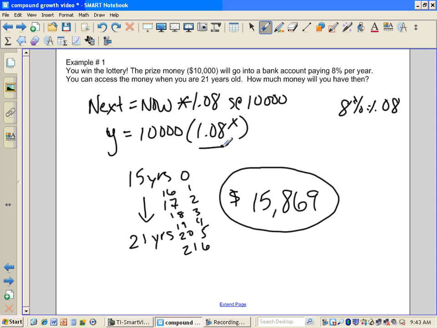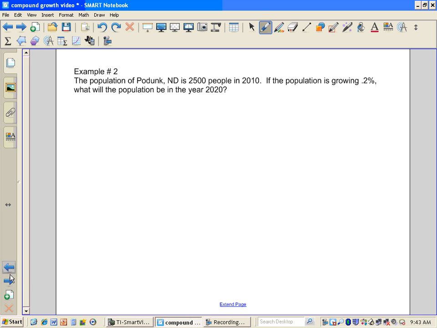Great. So the important thing to remember here is this 1.08 as part of our growth rate, and make whatever you're at now the 0, and then we'll just add on the number of years to get to the year that we need. One more example.